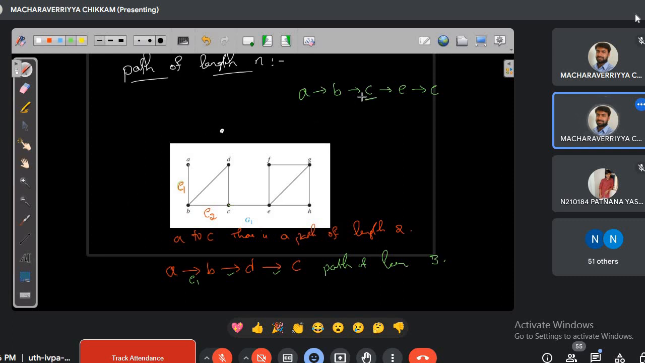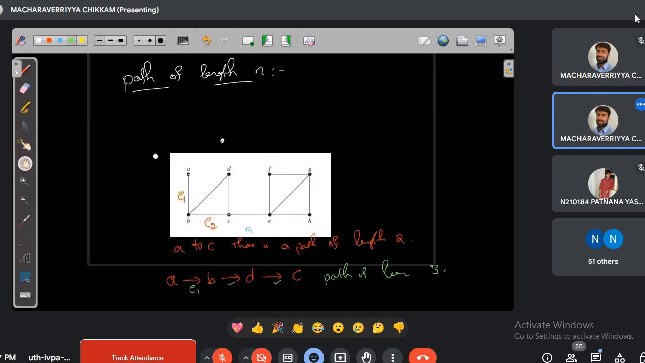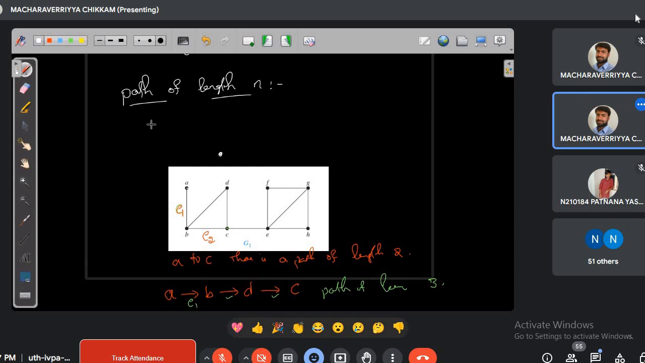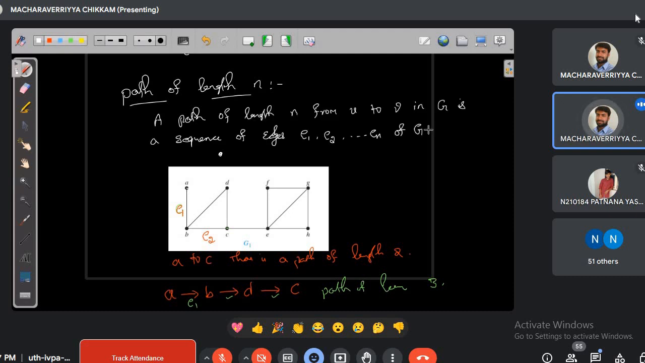Even though initially you reached C, again I'm just going to E, and again I'm coming back to C. My journey ends like this, starting at A and ending at C by revisiting C again. So let me write the definition of a path of length n. The sequence of edges we take is a path of length n if you travel along n edges.